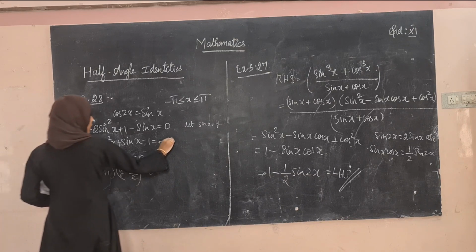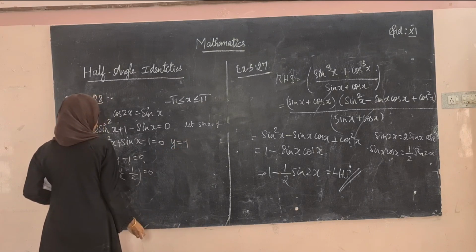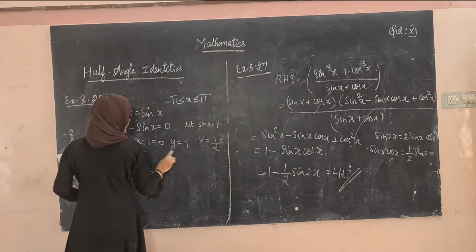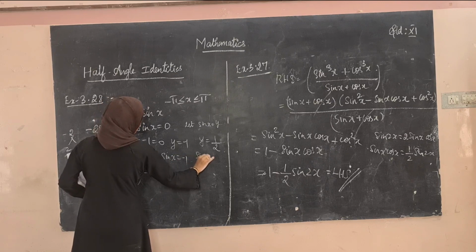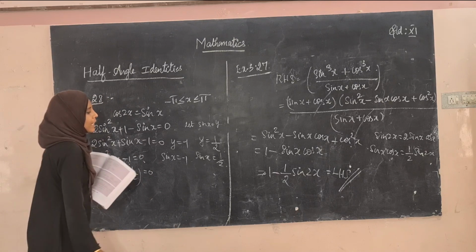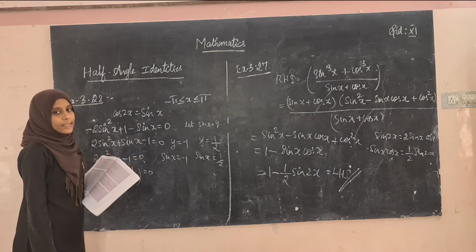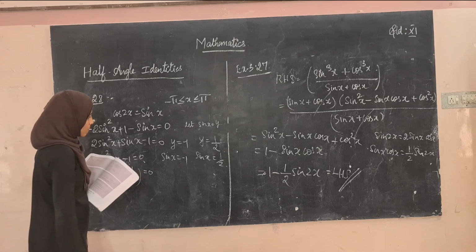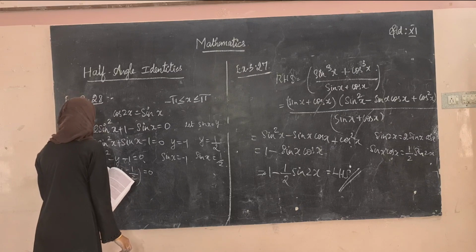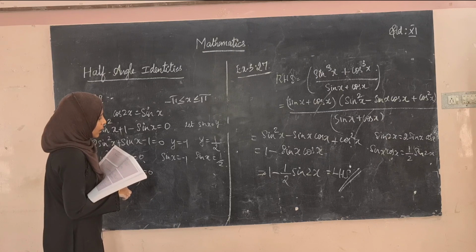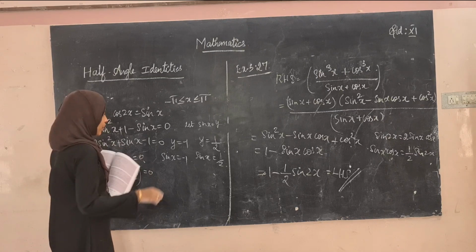So what's the value of y? y will be equal to minus 1, or y will be equal to 1 divided by 2. So let us substitute the values. Sin x is equal to minus 1, sin x is equal to 1 divided by 2. So for what values of x we get sin x is equal to 1 by 2? It is 30 degree and 60 degree, right? Sorry, not 60 degree. It will be 120 degree.